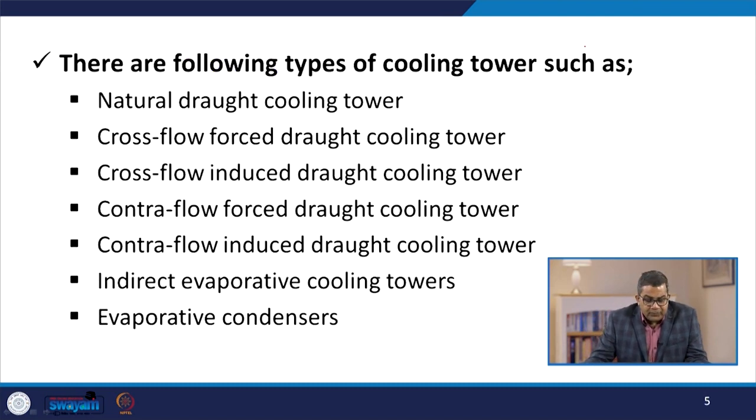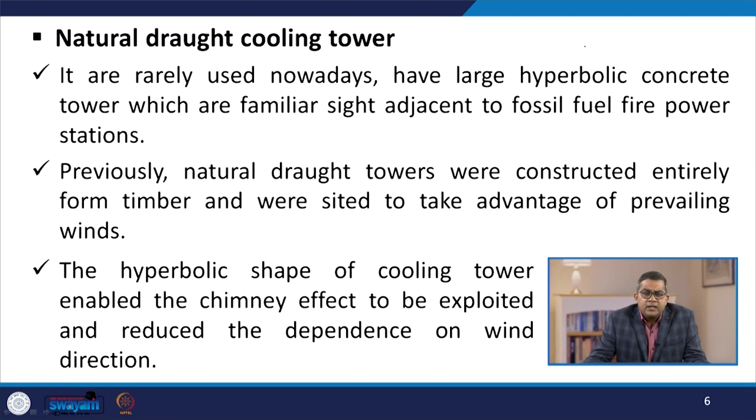As I discussed, there are different types of cooling towers, like natural draught cooling tower, cross flow forced draught cooling tower, cross flow induced draught cooling tower, contra flow forced draught cooling tower, contra flow induced draught cooling tower, indirect evaporative cooling tower and evaporative condensers. Let us talk about the natural draught cooling tower.